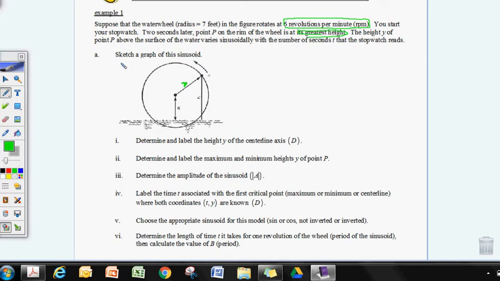The height y of point P above the surface of the water varies sinusoidally with the number of seconds t that your stopwatch reads. So sketch the sinusoidal. Okay, so here is what I'm going to do. The first thing I see is where the center of my circle is. And this line here is going to represent time. And when this line is at 0, we're starting. And then we're going to continue from there.